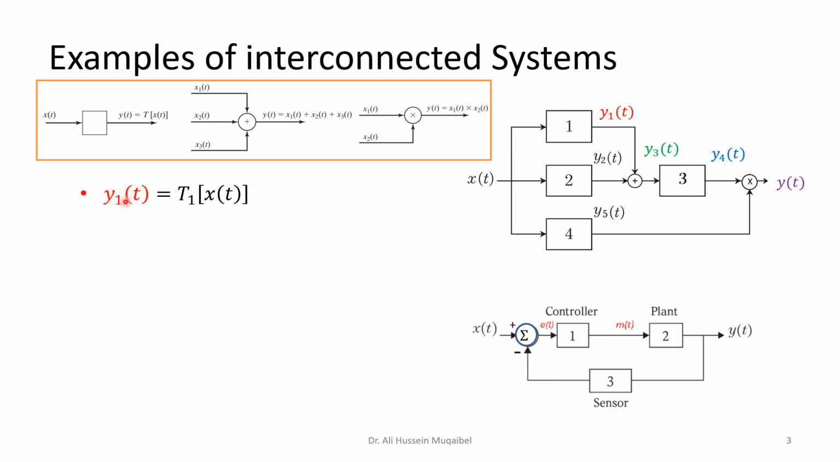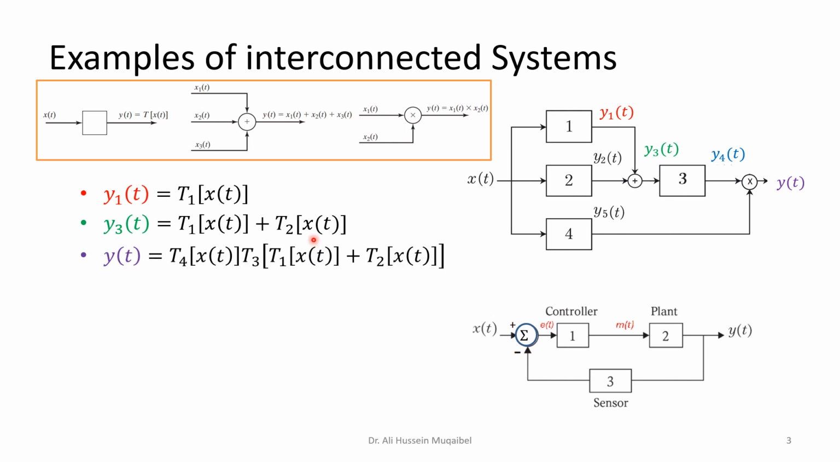So we can say, for example, Y1, the output here, is the transformation or the operation of the system T1, the subscript represents the system, on the input X. We can also say that Y3, which is output here at this point, is nothing but the sum of the output of system 1 and system 2. Then we can say that the final output is the multiplication here. The multiplication, it's implicit here, that we took the first 2 outputs and then we got them through big bracket transformation of system 3, and those now outputs are multiplied.